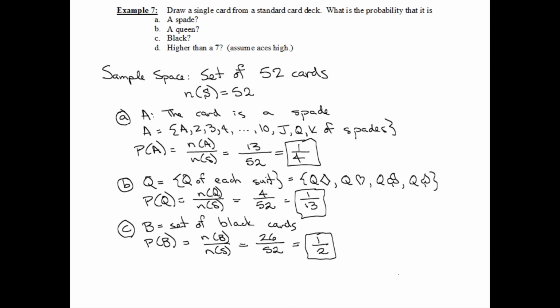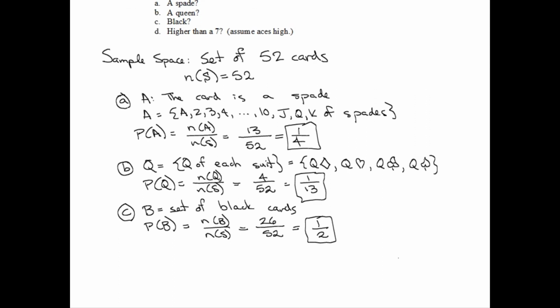Okay, let's look at the probability that we get something that's higher than a 7. And we're going to assume that aces are high. We're just going to call this set D. So this is going to be the set of higher than a 7. So 8, 9, 10, jack, queen, king. Aces are high, so we've got to put those in too, of each suit, right?